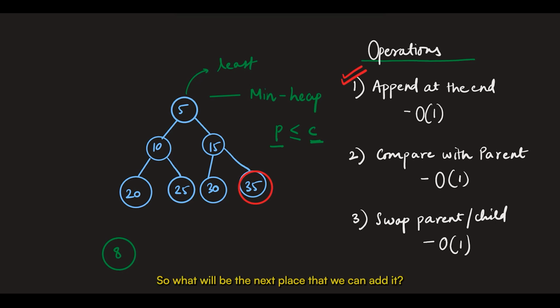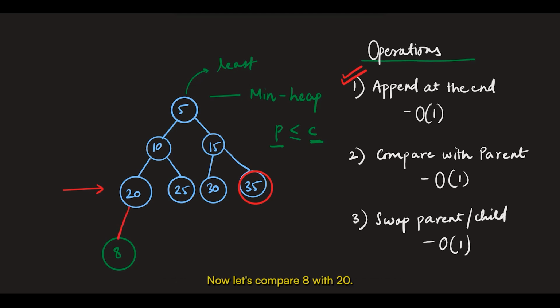So what will be the next place that we can add it? Since this level is complete, we need to start a new level. And since binary heaps are complete binary trees, we need to start the new level from left to right. So we'll append the new node here.